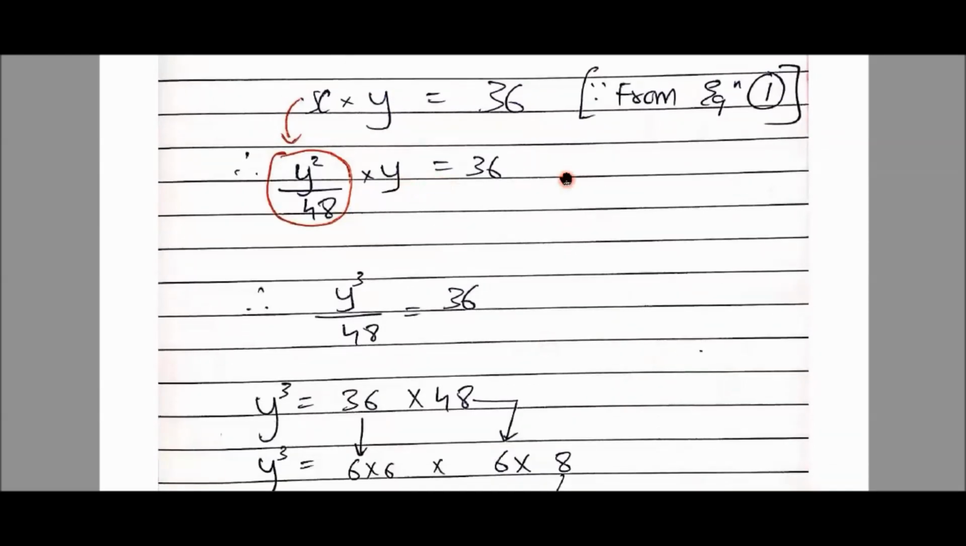Okay, it's there on the screen. X multiplied by y is equal to 36. At the place of x, see the arrow, I substituted y square upon 48 into y is equal to 36. Then now y square into y becomes y cube. Okay, 48 as it is. In the next step, 48 will go up, so it will be multiplied.